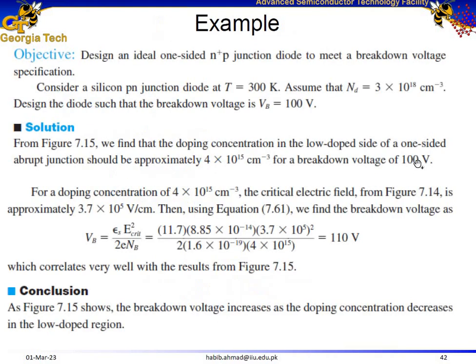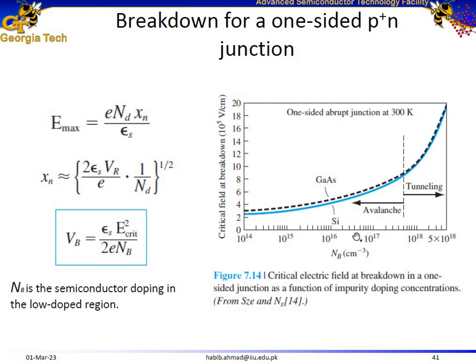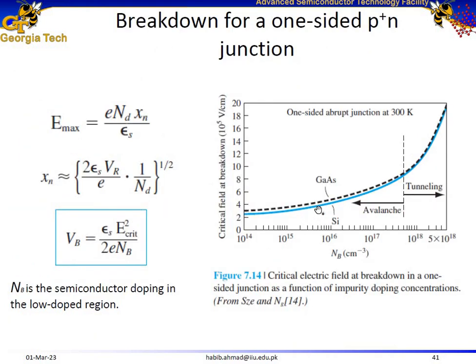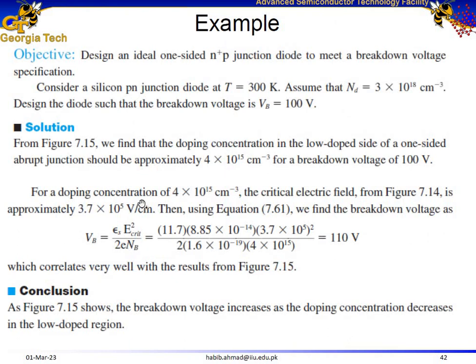Similarly, going back to the slides, for the same impurity concentration of 4 times 10 to the power of 15, the critical electric field, or the electric field at which the breakdown occurs, is approximately 3 times 10 to the power of 5 volt per centimeter. So 3.7 in fact. 3.7 times 10 to the power of 5 volt per centimeter is the breakdown field. And we calculated these values from the figure.